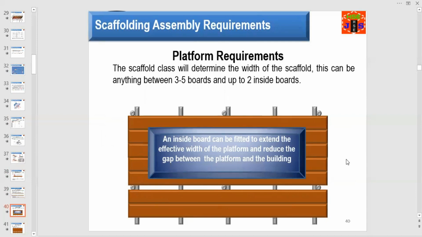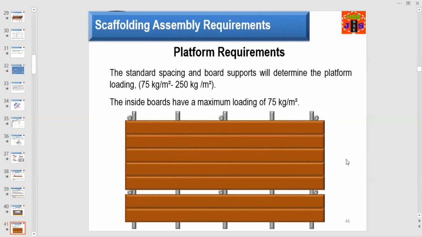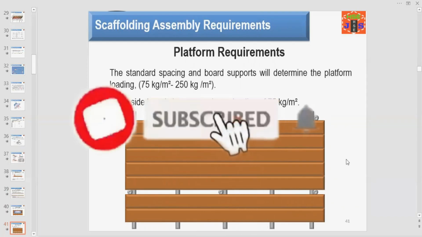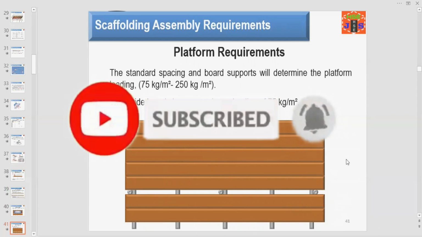An inside board can be fitted to extend the effective width of the platform and reduce the gap between the platform and the building. The standard spacing and board supports will determine the platform loading, 75 kg per square meter to 250 kg per square meter. This depends on the duty of scaffold, type of scaffold, heavy duty, general purpose, or light duty. Here the inside boards have a maximum loading of 75 kg per square meter.